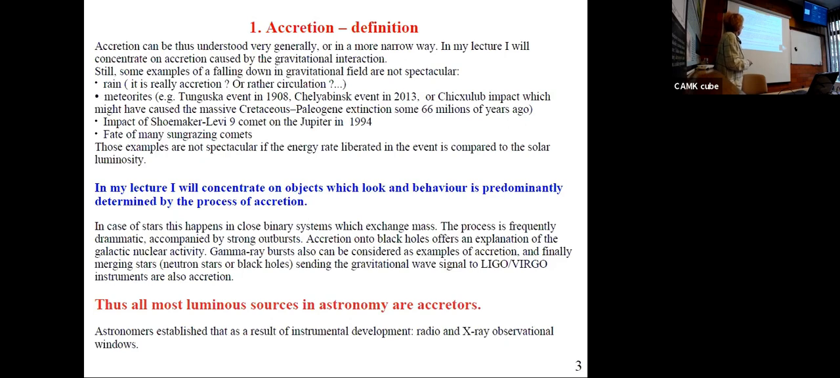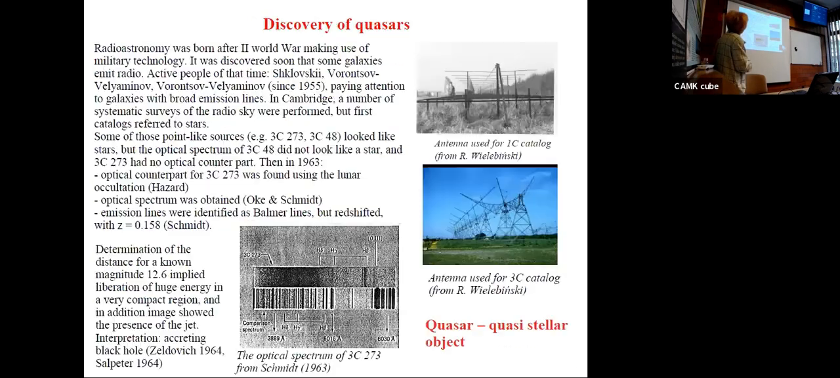And actually, if we invert the problem and ask ourselves what are the brightest sources on the sky, most of those are accreting sources. And this understanding came actually from technological progress, because this was not the view which we had 100 years ago. So let's talk for a while about the discovery of quasars, which are the brightest persistent sources.